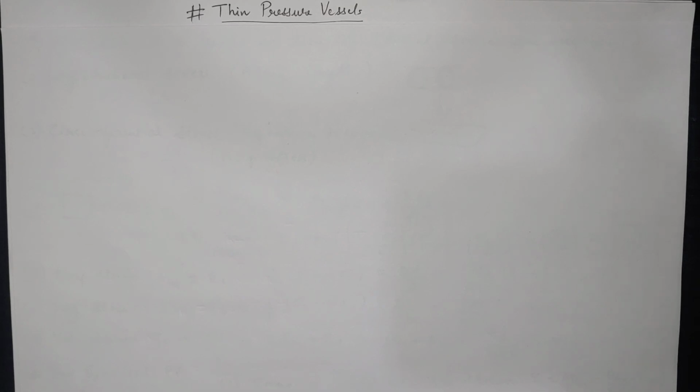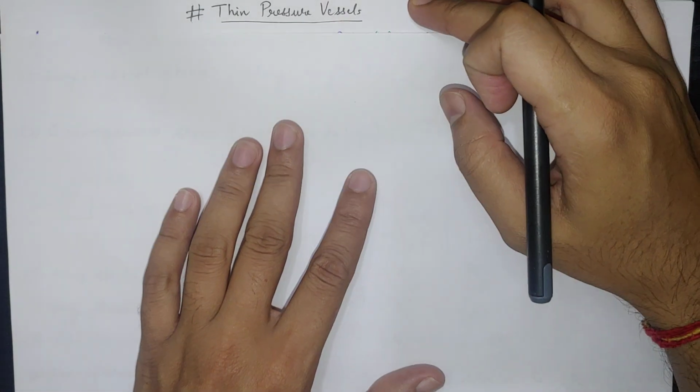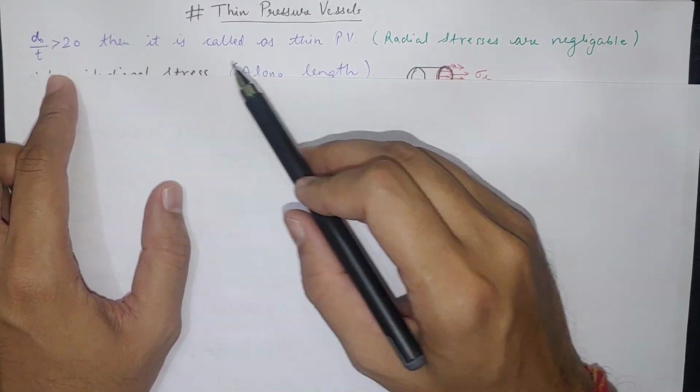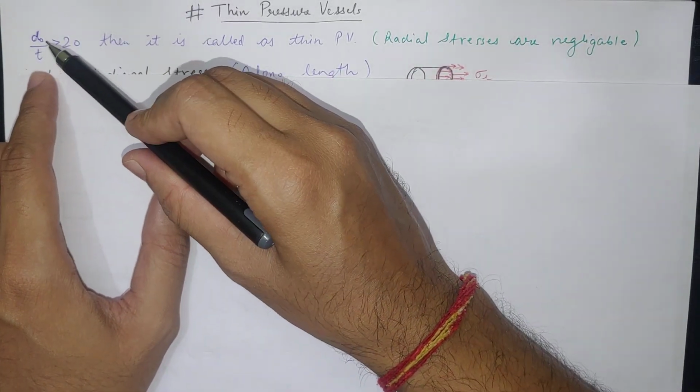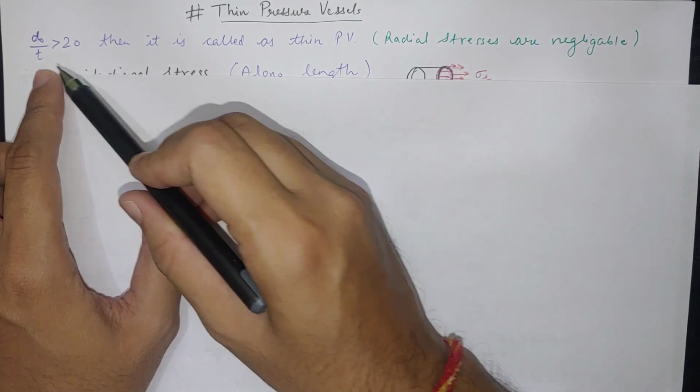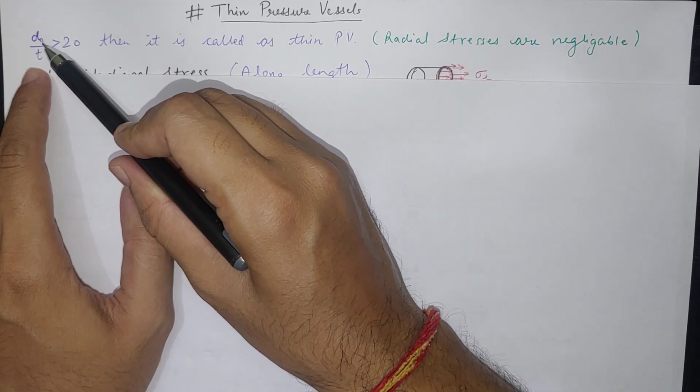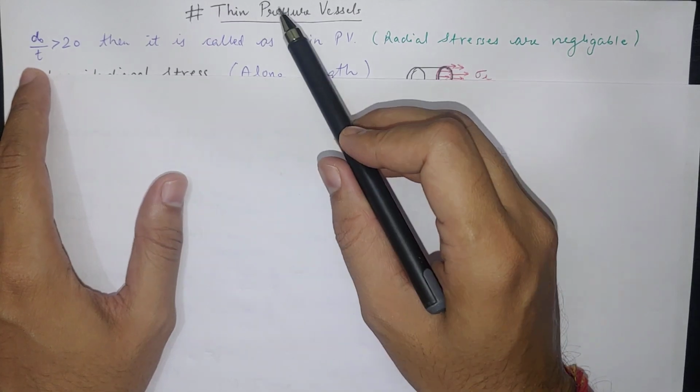In this video, we will see thin pressure vessels. So this is the basic definition of thin pressure vessels, and to differentiate between the thin and thick pressure vessels, we use D0 by t. D0 is the outside diameter, and t is the thickness of this vessel.